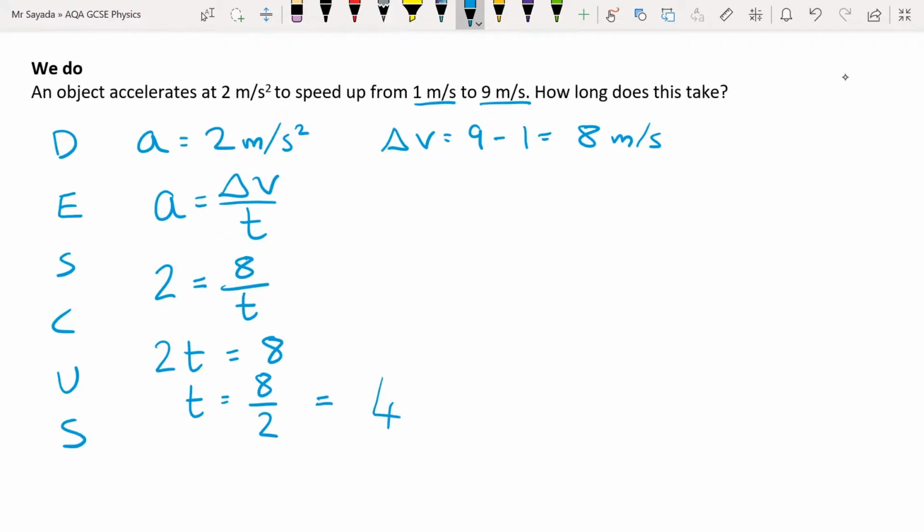What does U stand for? Units. And what are the units of time? Seconds. Finally, what does the last S stand for in Descus? It stands for significant figures, but in this question, we've not been asked for significant figures, so we just leave our answer as it is. Again, if you want to look through that question again, just rewind the video and watch it again.